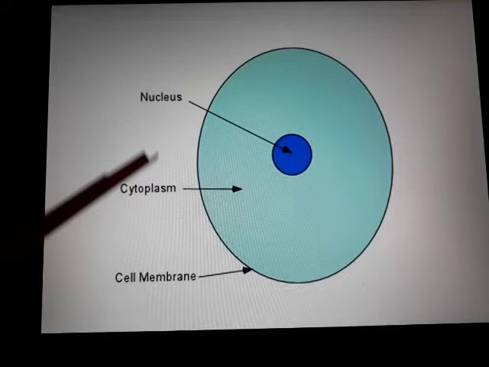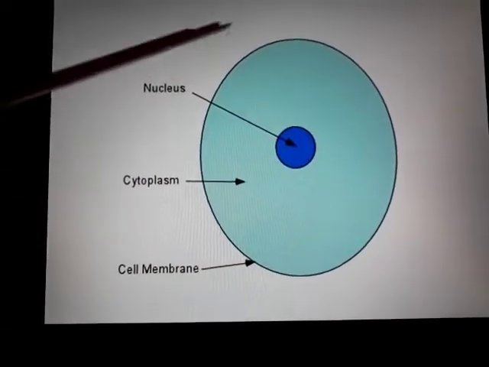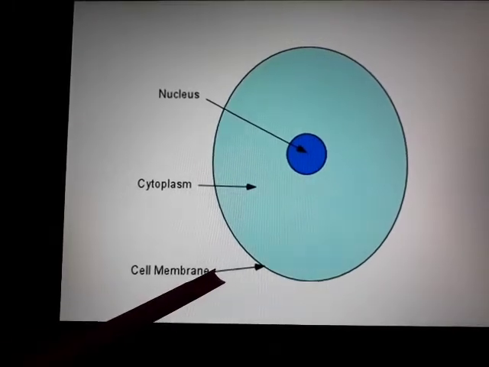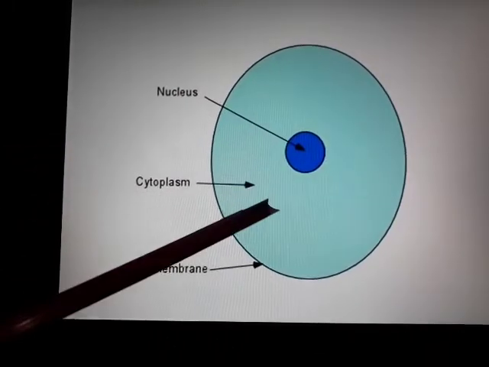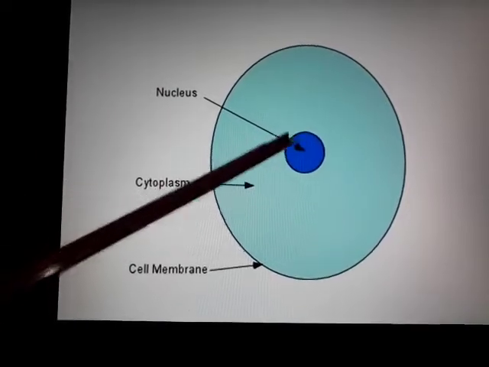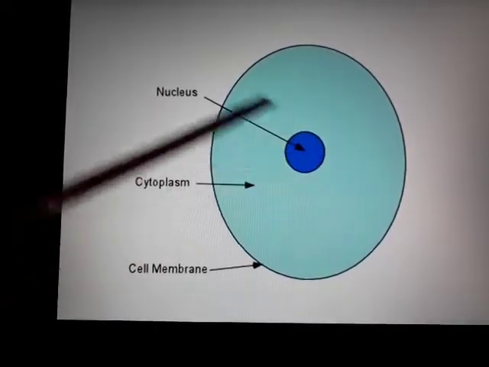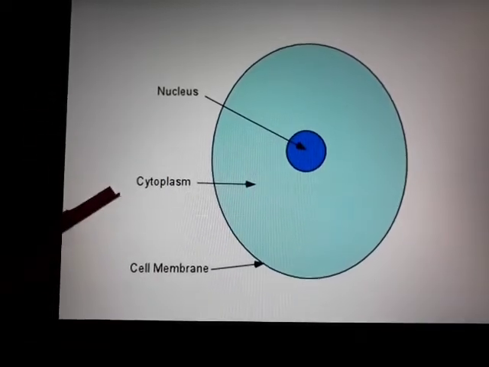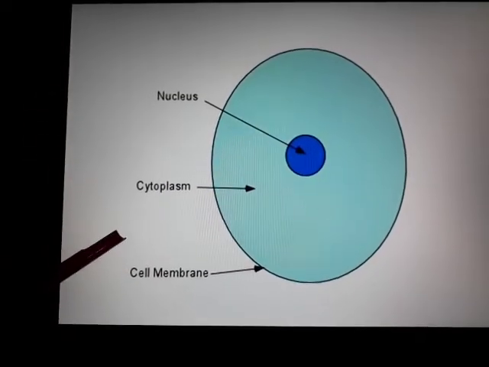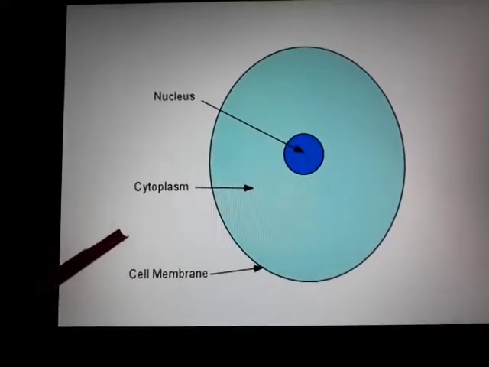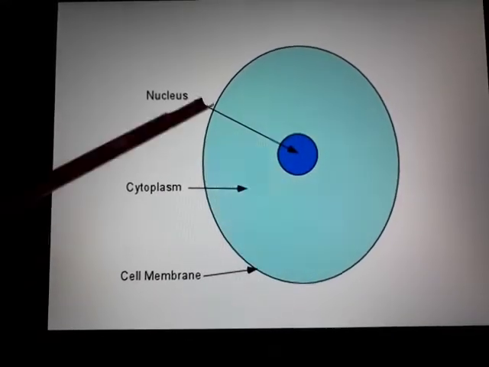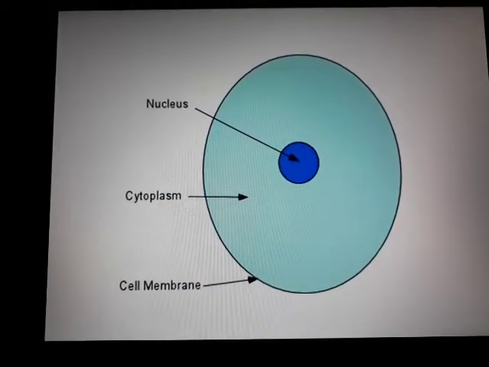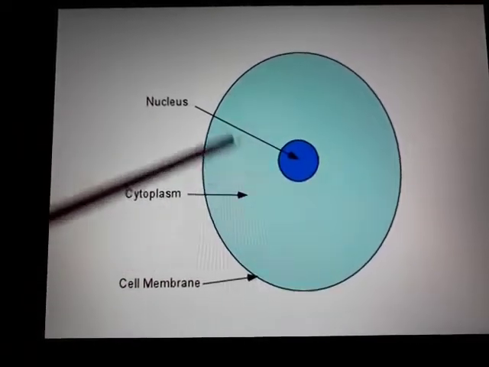As you can see, the structure in front of you has an outer layer called the cell membrane. Inside there is a fluid-filled region called cytoplasm, and a centrally placed oval structure called the nucleus. These are the three basic features commonly present in all cells, whether plant, animal, or any microorganism. That is, the cell membrane, cytoplasm, and nucleus are present in all cells, apart from the other structures which are also there.